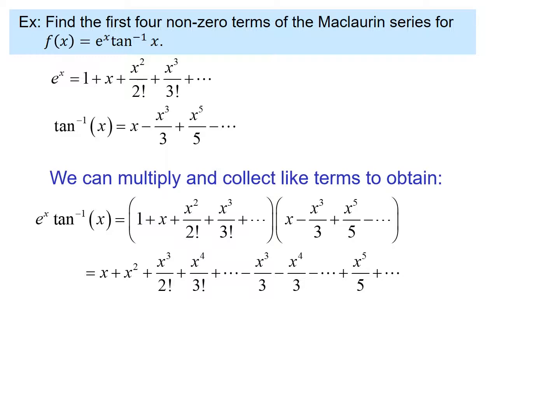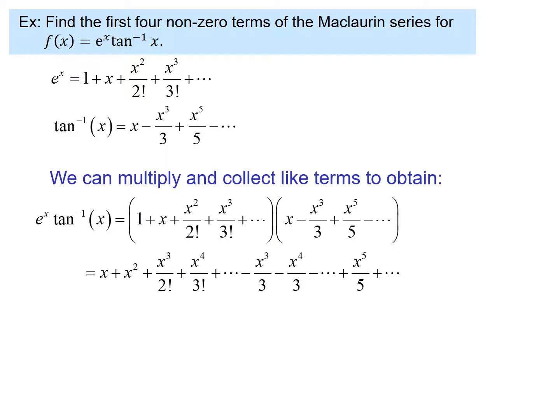So we take the x from inverse tangent times the 1 from e to the x, and that gives us x. X times x is x squared, x times x squared over 2 factorial, x cubed over 2 factorial, and so on. Once we've got out to x to the 4th over 3 factorial, that's 4 terms, so we don't need to go any further with multiplying by x.